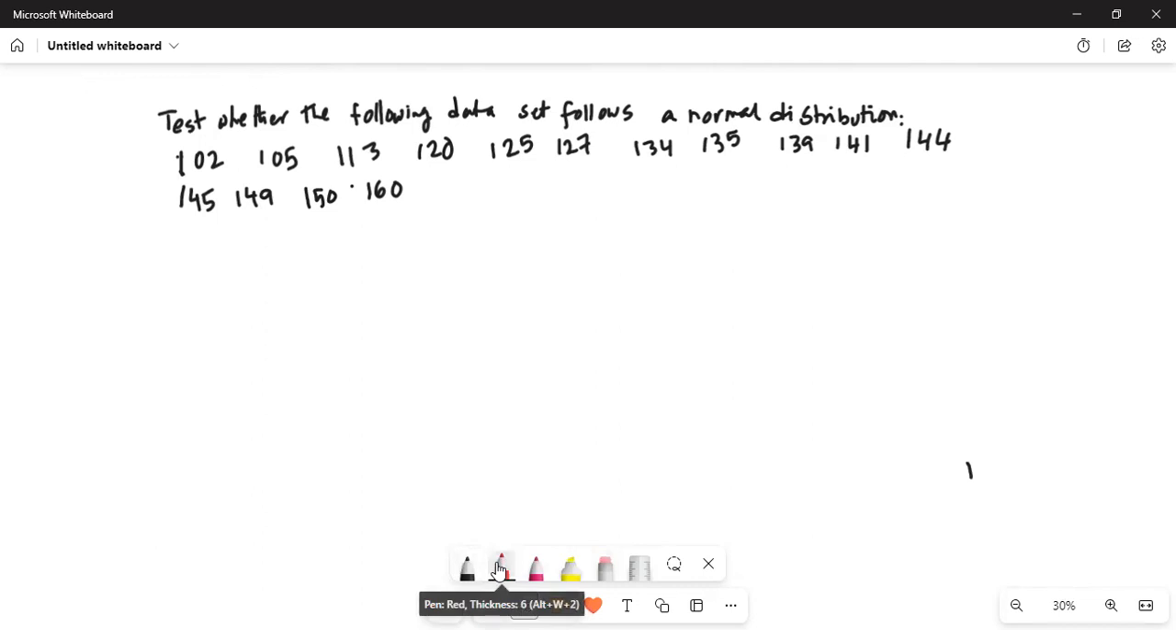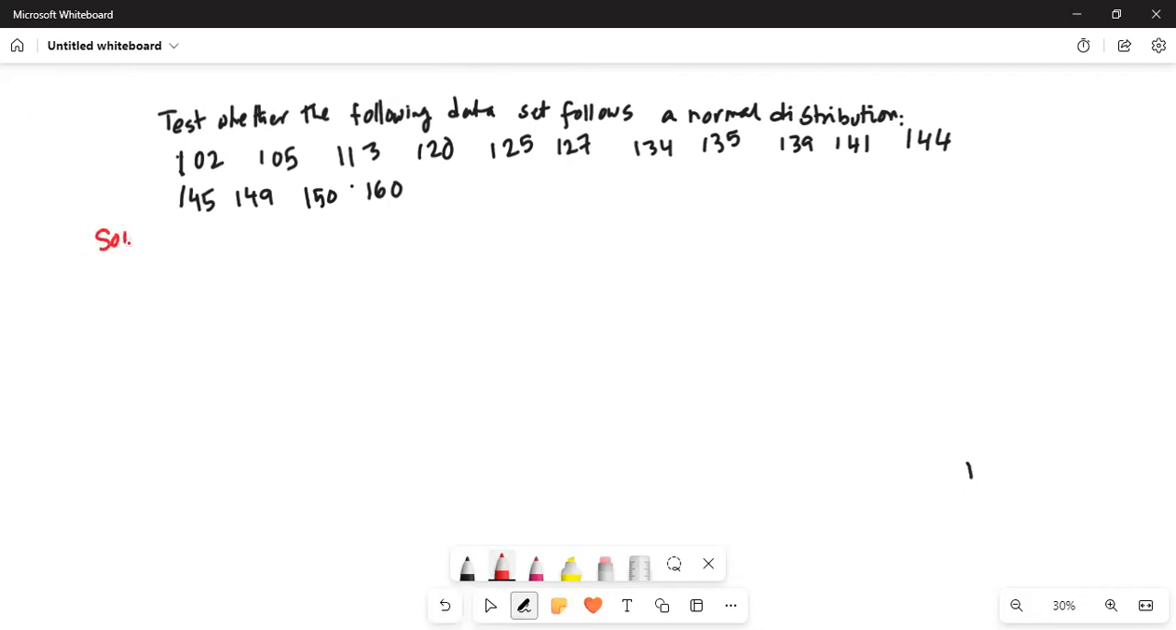Test whether the following data set follows a normal distribution: 102, 105, etc. If you count the number of data points in the sample, it is 1, 2, 3, 4, 5, 6, 7, 8, 9, 10, 11, and so on up to 15. N is equal to 15. So let's solve this problem.